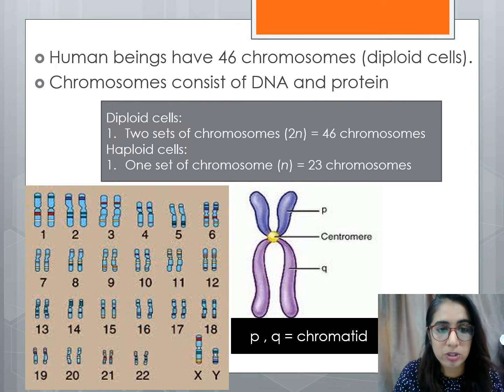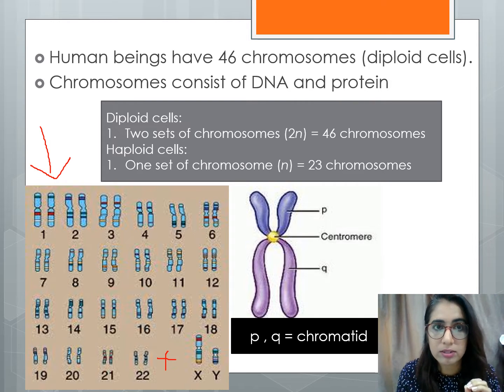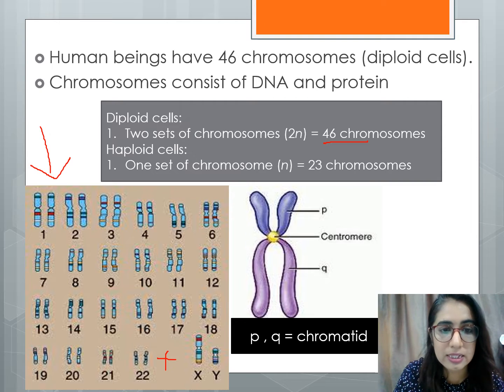So now look at this picture here. What can you see here? How many sets of chromosomes do you have here? There are 23 sets, 22 plus X and Y. X and Y are the ones that determine your gender, male or female. So we have 23 sets here, but if you count, we have 46 chromosomes. 46 chromosomes means this is a diploid cell.